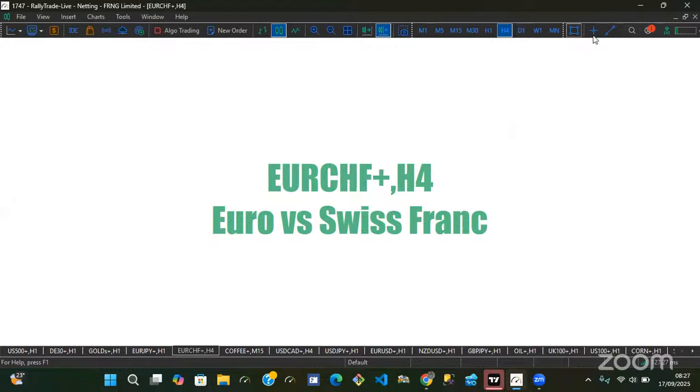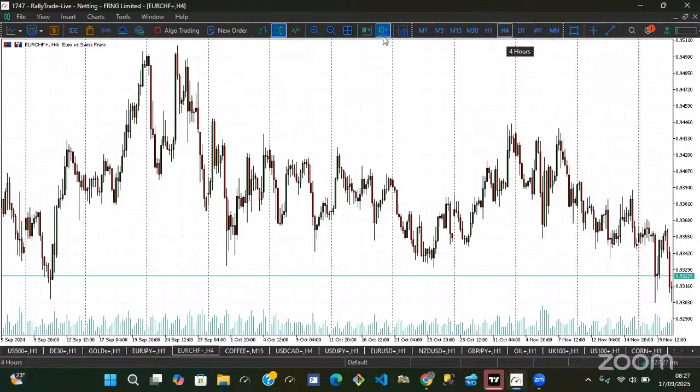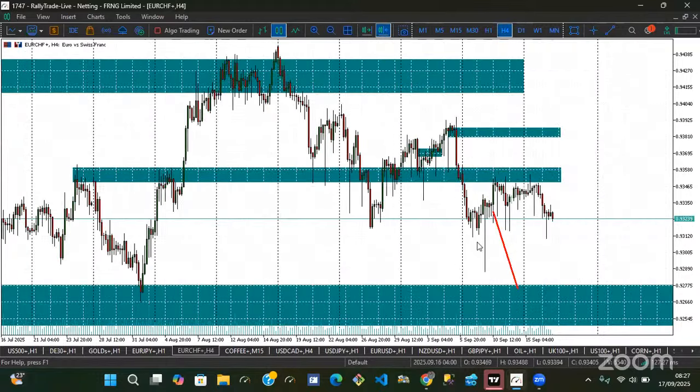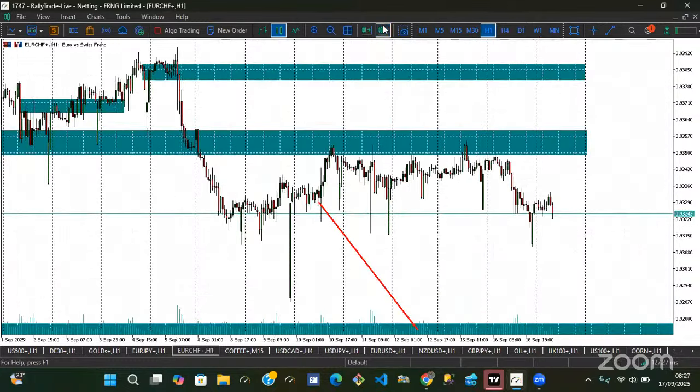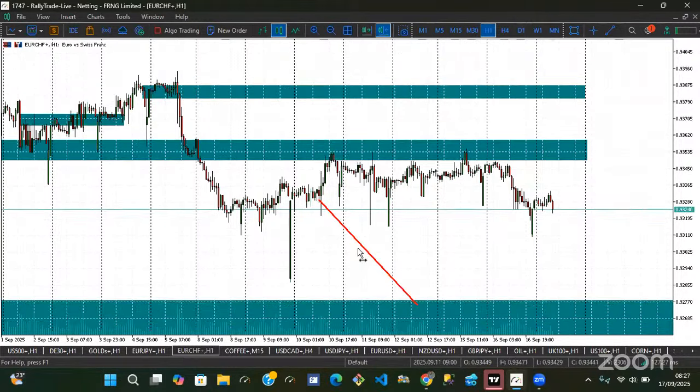But price has been ranging. We've not had that much sell as we expected, but I'm still waiting for that particular sell. So Euro CHF is still a sell. Euro CHF, we are still going down.